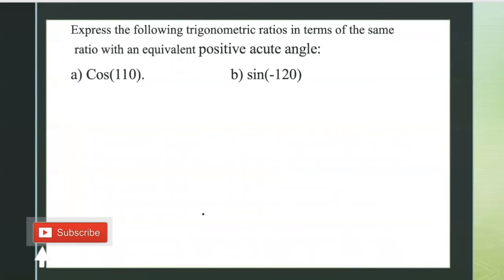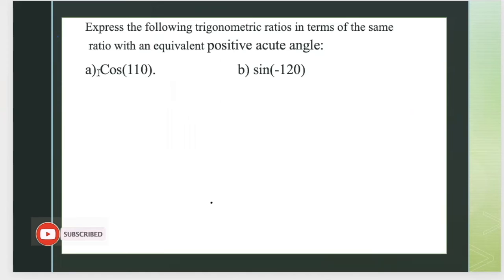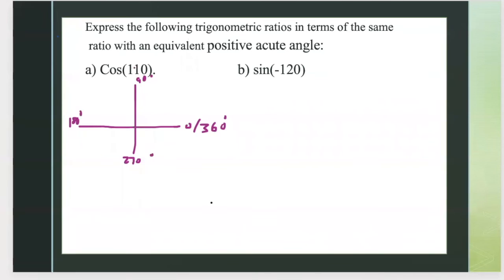So the positive acute angle for this. Now, let's look at cos 110 degrees. Now, where is 110 degrees? First, I will draw my axis and locate where 110 degrees is. It's positive, so that means I'm going counterclockwise. And looking at this, it's between 90 degrees and 180. So this is the region where I will draw my terminal ray. So 110 degrees is from 0 to the second quadrant.